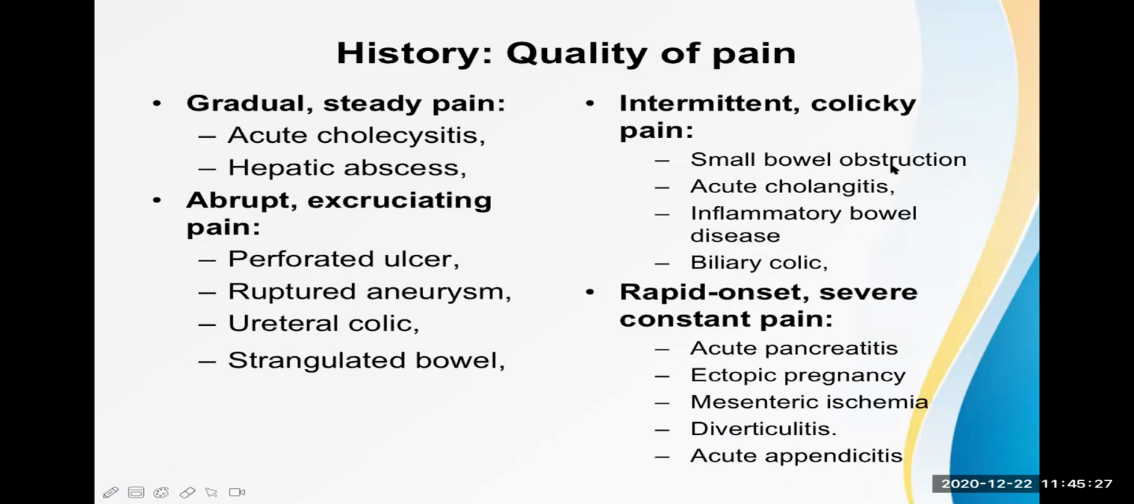Now see there, intermittent and colicky pain occurs in small bowel obstruction, acute cholangitis, inflammatory bowel disease, and biliary colic. Now there is a common thing in all of these. What is the common thing in them regarding the structure? Yes, anyone? What type of anatomical structures are they?